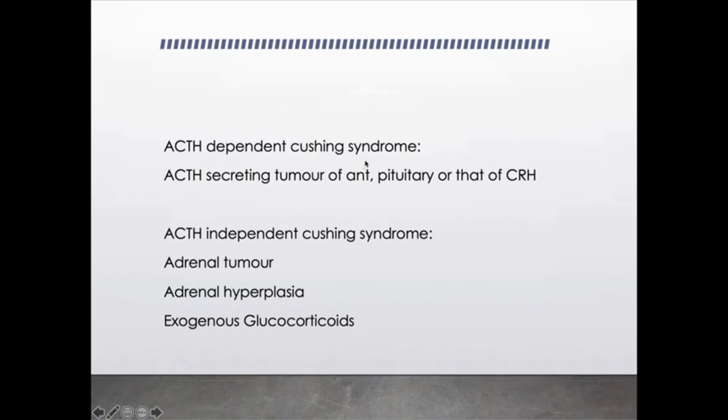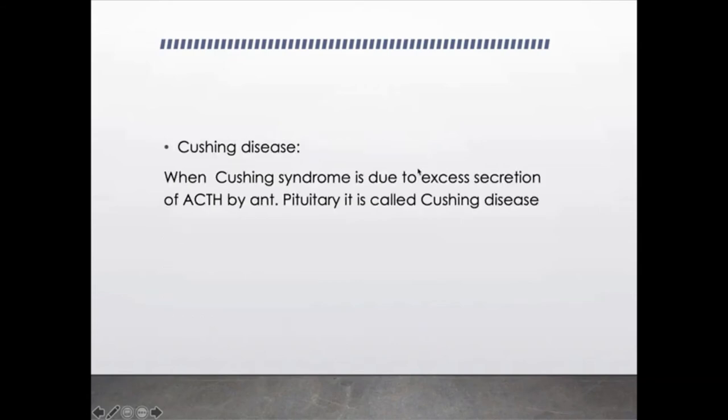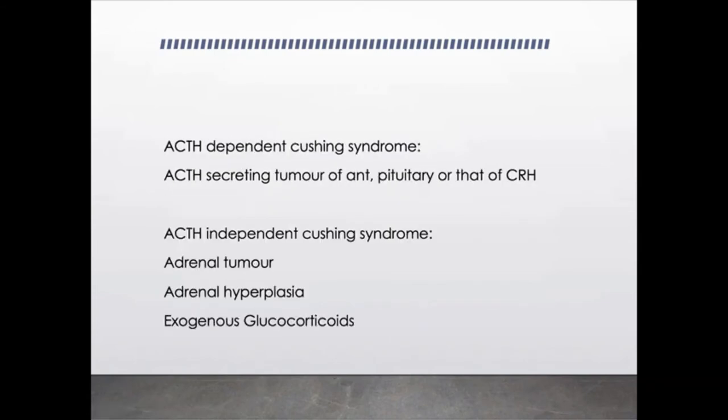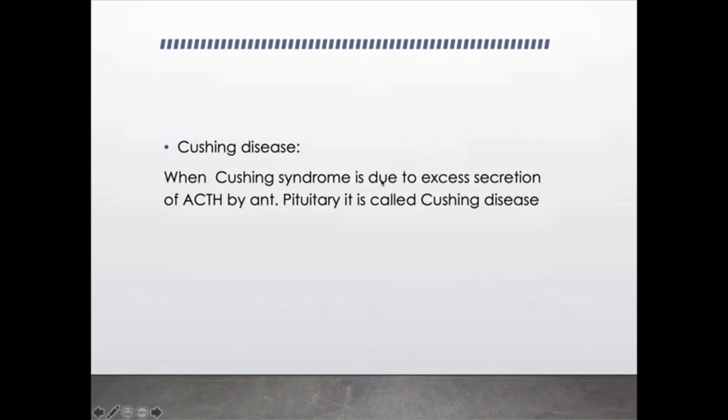So here it lies. ACTH dependent Cushing syndrome, when it is due to an ACTH secreting tumor of the anterior pituitary, we call it Cushing disease. That limited part is called Cushing disease. Otherwise, all other parts cause Cushing syndrome. So Cushing disease is when Cushing syndrome is due to excess secretion of ACTH by the anterior pituitary. So you can see it is an overlapping term.